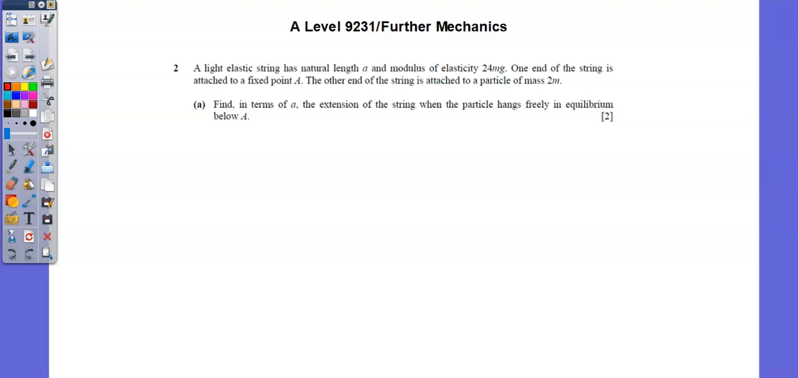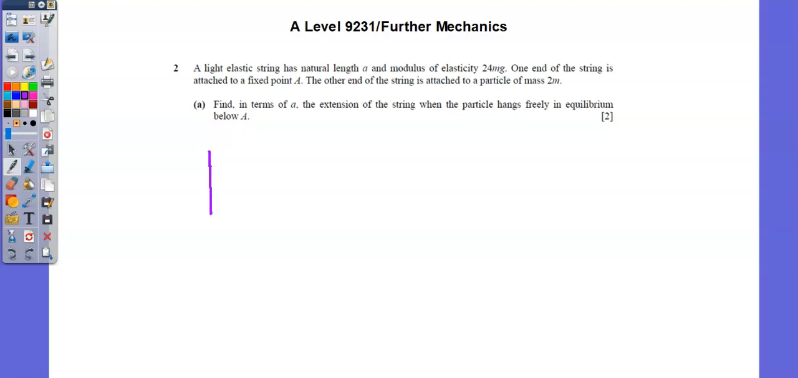This is 9231 Further Mechanics specimen paper for the 2020 exam series, question 2. A light elastic string has natural length alpha and modulus of elasticity 24 mg. One end of the string is attached to a fixed point A. The other end of the string is attached to a particle of mass 2m. Requirement A: find in terms of alpha the extension of the string when the particle hangs freely in equilibrium below A. I'll start with a diagram.